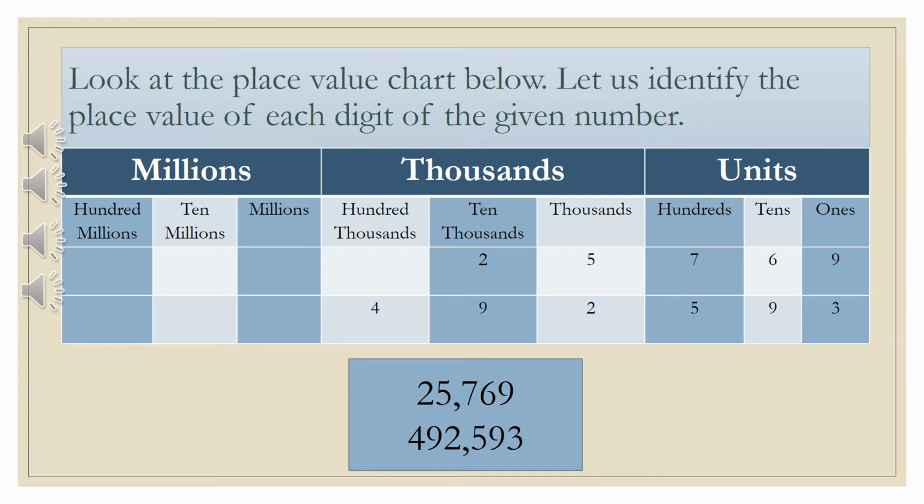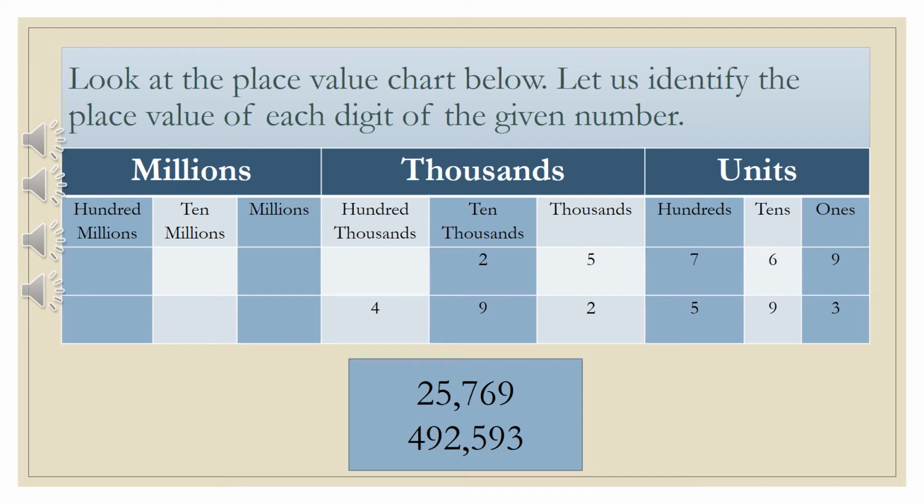First is the 25,769. Let us identify which is in the unit period. As you can see, we have to start identifying on the right side, and you can see the 769 is under the unit period, and we have to identify which is in the ones place. So the number that belongs in the ones place is the number 9, followed by the tens place, which is the number 6, and the next place is the hundreds, which is the number 7. And now we are done with the unit period.